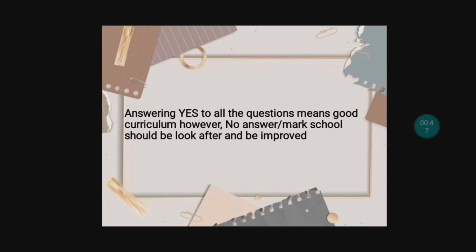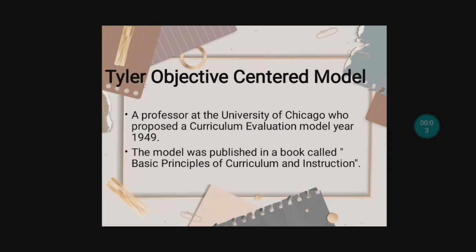Further, the measurement can be oriented to meet the needs of any school district from large to small, and it can focus on the specific evaluation of a school district curriculum area. So the next model is the Tyler Objective-Centered Model. So who is Ralph Tyler? Ralph Tyler is a professor at the University of Chicago who proposed a curriculum evaluation model in 1949. The model was published in a book called Basic Principles of Curriculum and Instruction.